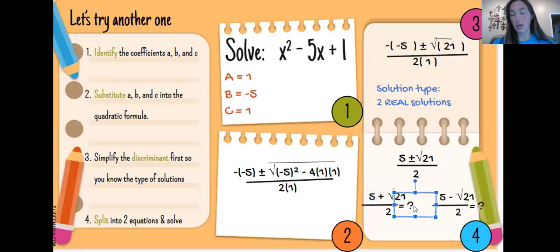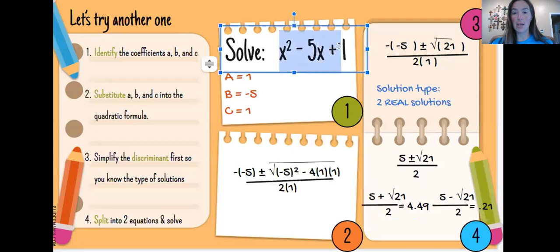So we would go in here and we said 4.79 for the first one, and our subtraction one was 0.21. And again, remember, we could graph this and it should give us that solution.